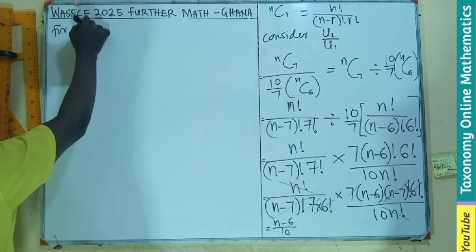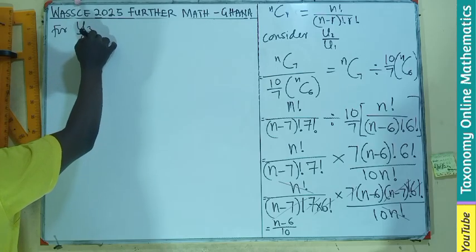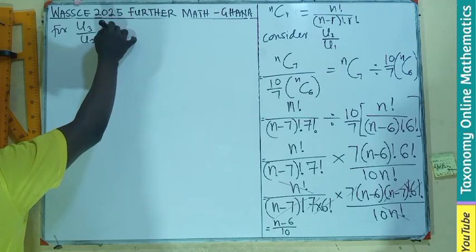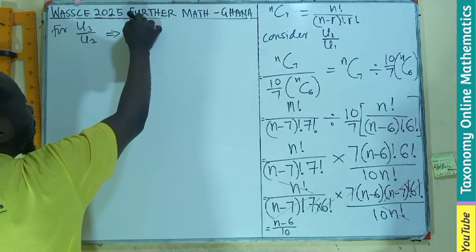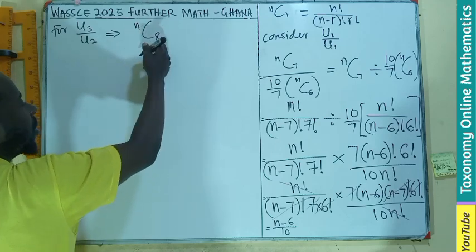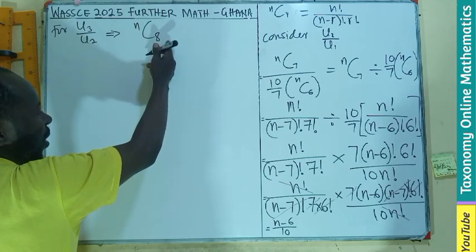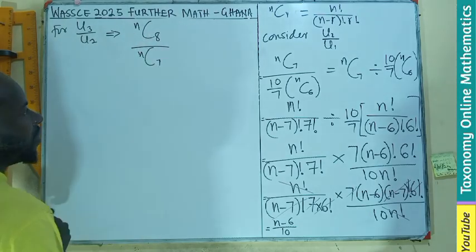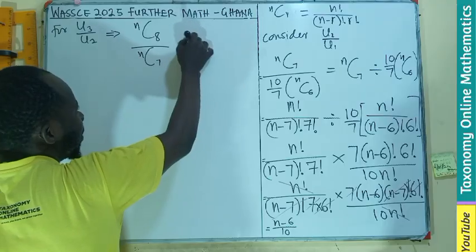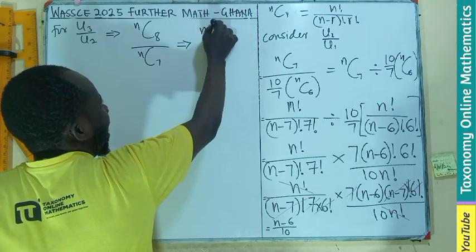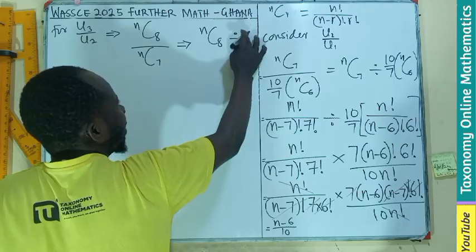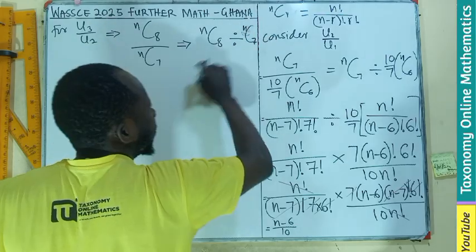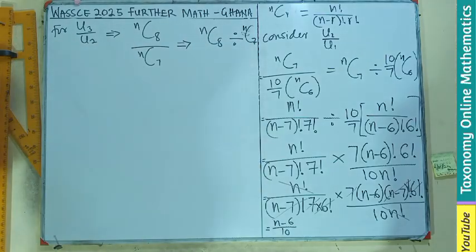the third term, divided by the second term. So what is going to be the third term? Let me move straight to this place. The third term was n combination 8, divided by n combination 7. So these can be taken as n combination 8 divided by n combination 7. I'm trying to put all together in this form because the board is not that big.